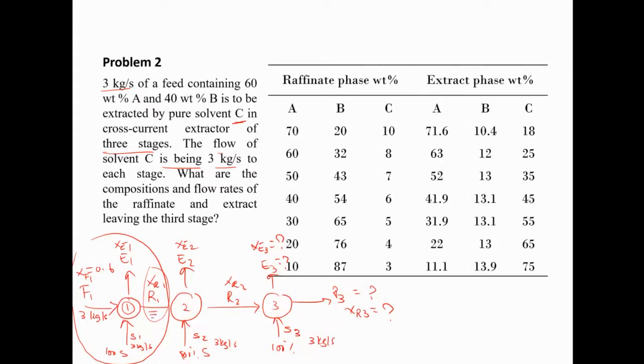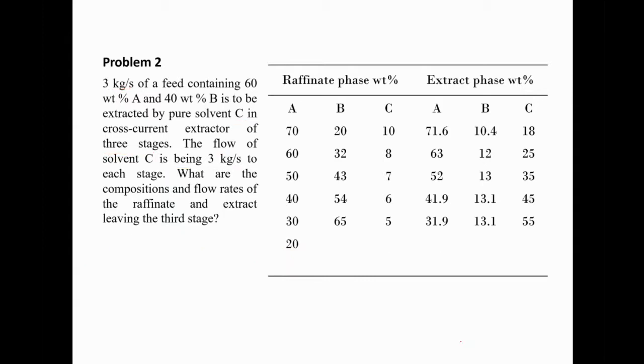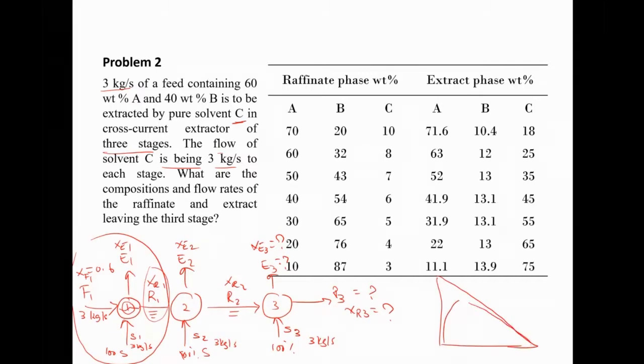But for this one, XR1 and XR2, because they are coming out of equilibrium conditions, they were together with the extract layer, so they are at equilibrium. XR1 and XE1 are at equilibrium, and therefore XR1 should be on that line. So you're basically going to have something like this one. Once you draw the data, now your solvent is pure, so this is your solvent here.